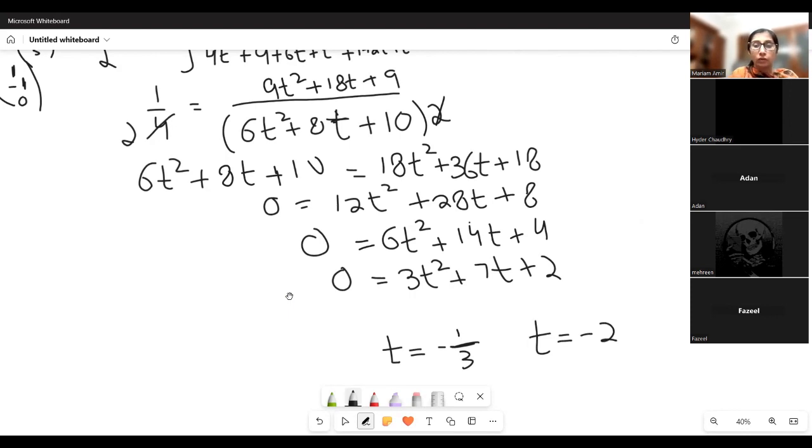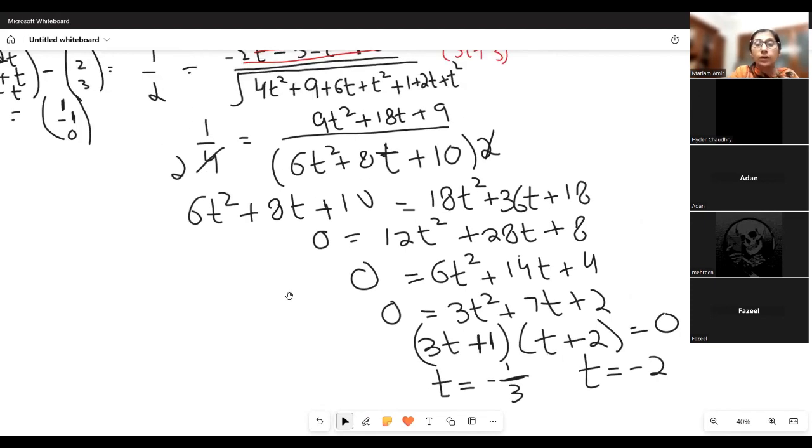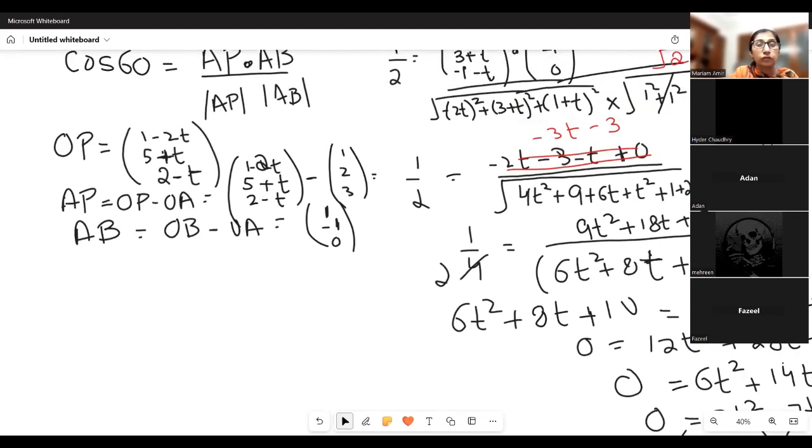Yes. Okay. So send 3 to the other side, 3t, send -1 to the other side, +1, first bracket, and send -2 to the other side, t plus 2, second bracket is equals to 0. So we factorize the quadratic equation, we're getting the two answers. Now from these two values of t, we're getting two values of p.